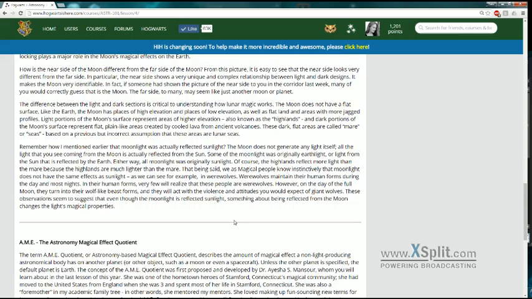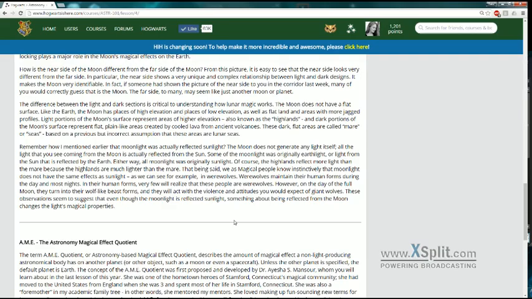The moon does not generate any light itself. All the light that you see coming from the moon is actually reflected from the sun. Some of the moonlight was originally earth light, or light from the sun that is reflected by the earth. Either way, all moonlight was originally sunlight. Of course, the highlands reflect more light than the mare because the highlands are much lighter than the mare.